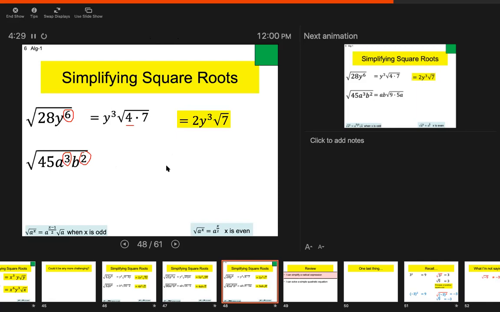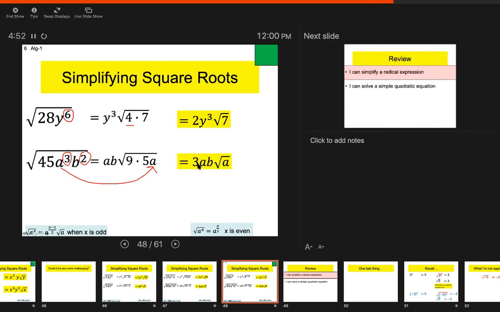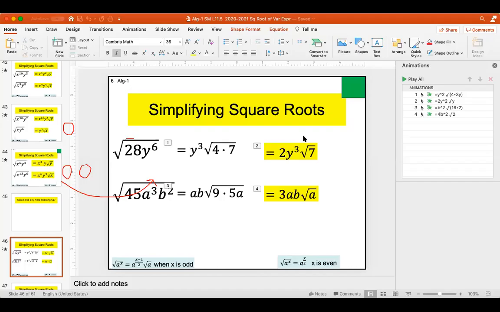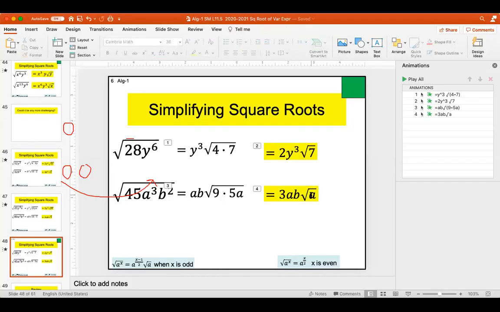45, that's 9 times 5. Remember, why is there still an a on the inside? Because for the odd ones, you're always going to be left with 1 on the inside. For the even ones, everything comes out. Square root of 9 is 3. Oh, I did it again. I left off the 5. That's 2 mistakes that I did not catch from a previous year.